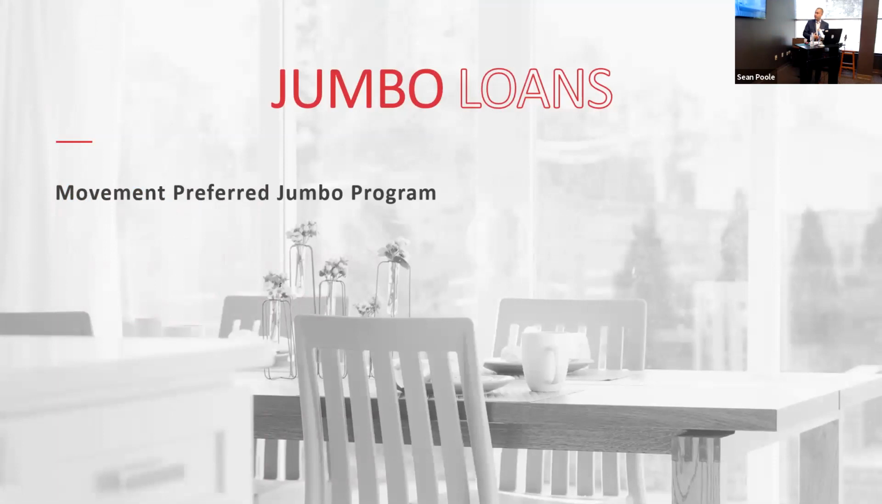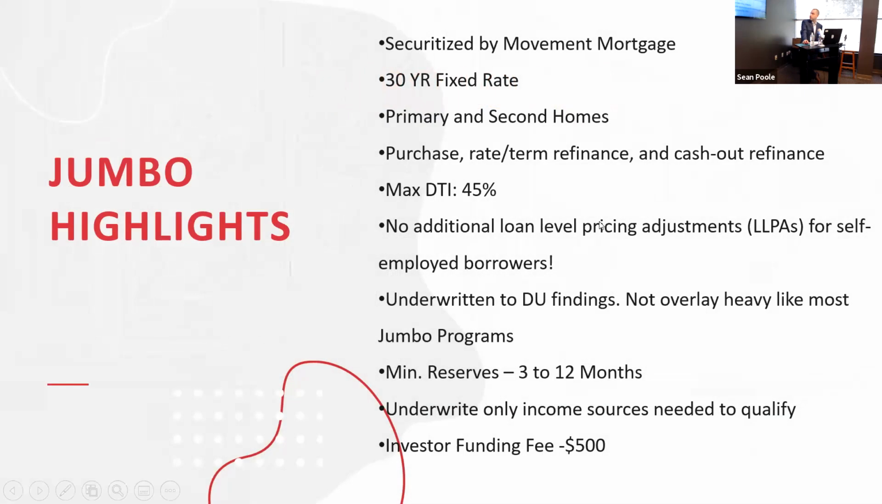Jumbo loans, this is one of the things we just rolled out, the Movement for Jumbo program. It's actually a securitized program by Movement. Typically jumbo loans are investor based, so it'll be backed by like Chase or Goldman Sachs or the big money investors. So they have different overlays on their side when it comes to requirements for the jumbo loans. This one's actually securitized by us, so we make the rules on it.